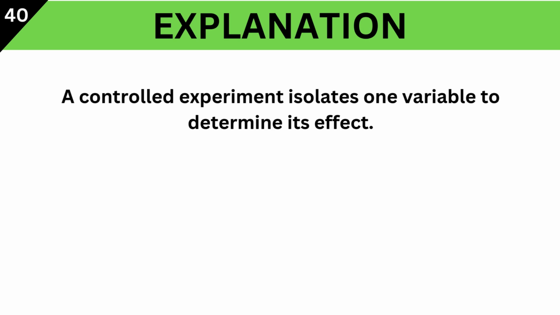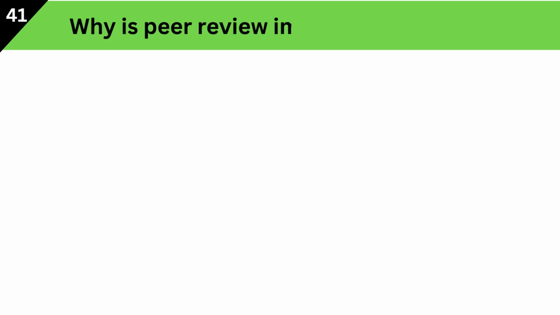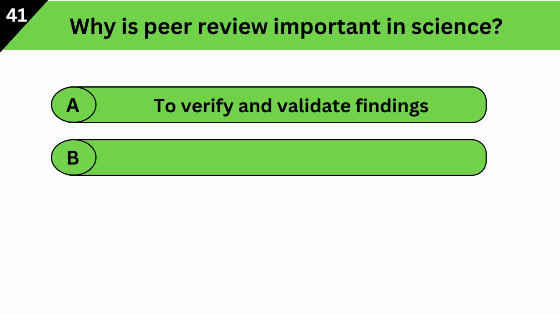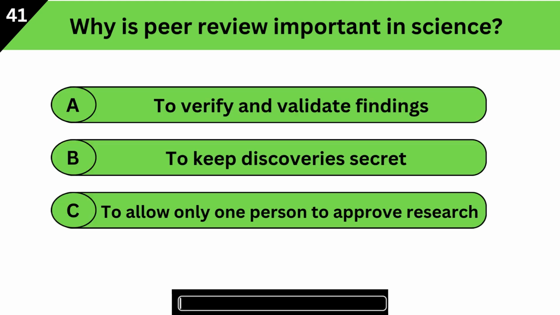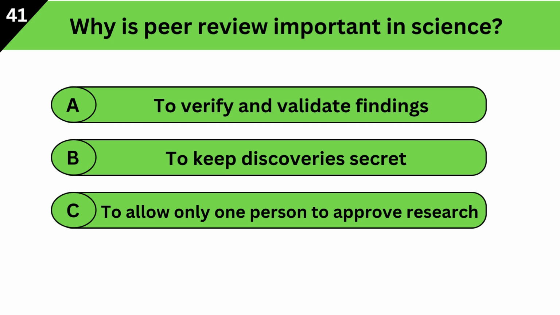Explanation. A controlled experiment isolates one variable to determine its effect. Why is peer review important in science? Option A. To verify and validate findings. Option B. To keep discoveries secret. Option C. To allow only one person to approve research.